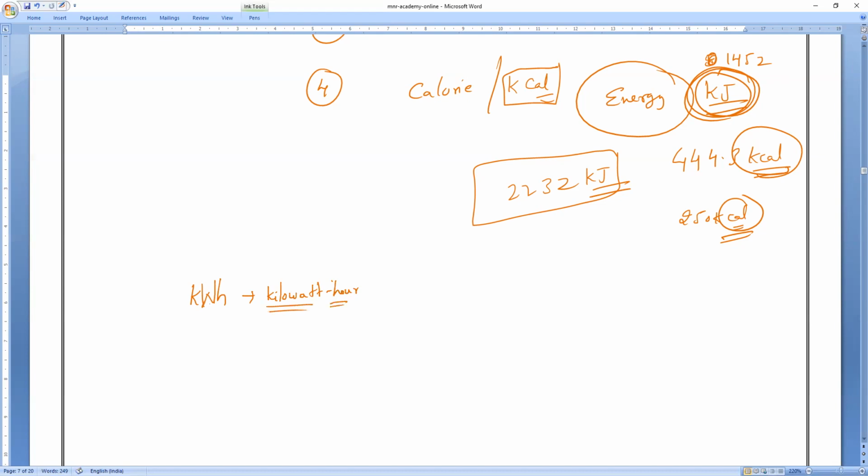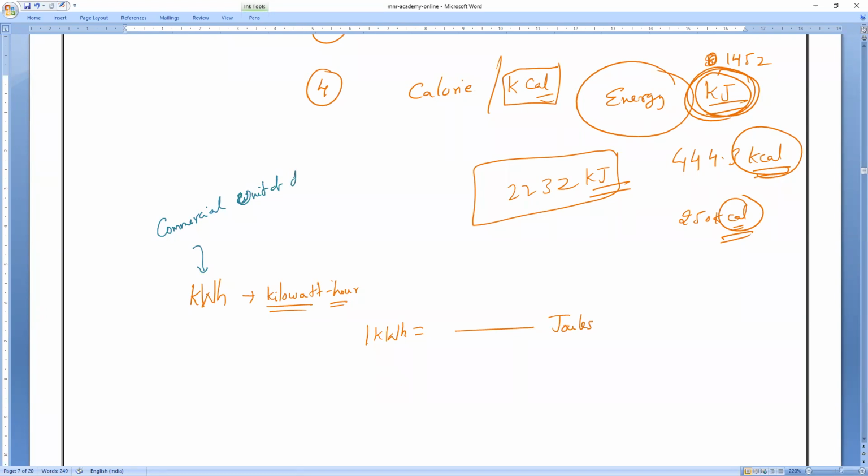Kilowatt hour. Small k, capital W, h. So 1 kilowatt hour is equal to blank joules. Because we all know joules is the SI unit of what? Work and energy. Now we are speaking about energy. And kilowatt hour is the commercial unit of energy.